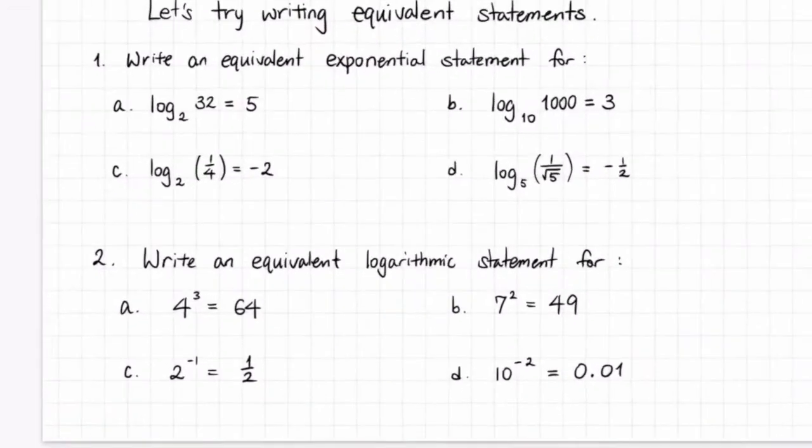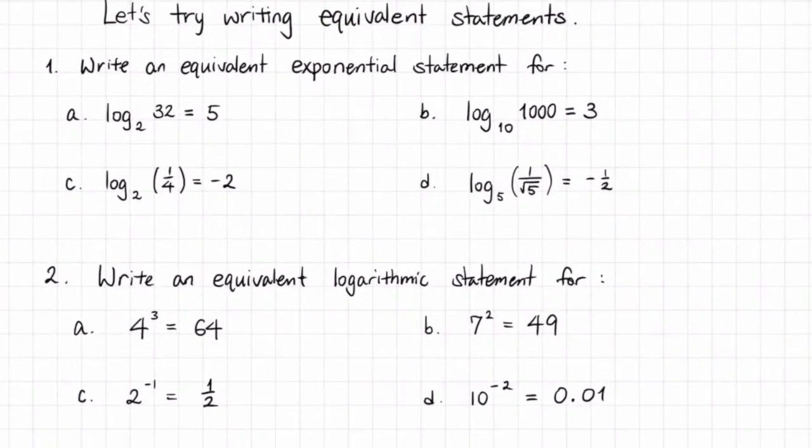Okay, welcome back. So log base 2 of 32 is 5. The equivalent statement would be 2 to the 5th power is 32. Log base 10 of 1,000 is 3. So 10 to the 3rd power is 1,000. 2 to the negative 2 is 1/4. And 5 to the negative 1/2 is 1 over square root of 5.